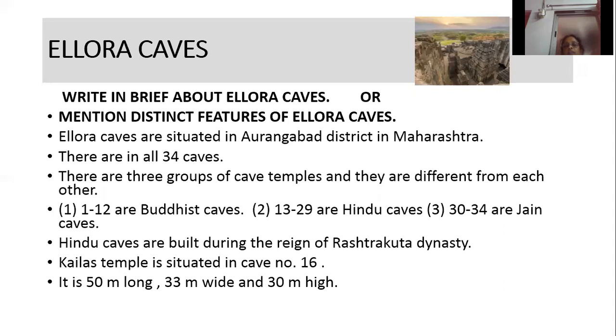There are three groups of cave temples, and they are different from each other. So they are also cave temples, and there are three groups of cave temples. They are different from each other. 1 to 12 are the Buddhist caves, 13 to 29 are the Hindu caves, 30 to 34 are the Jain caves. So, which caves are the Buddhist caves? 1 to 12 are the Buddhist caves. Which caves are the Hindu caves? 13 to 29 are the Hindu caves. And 30 to 34 are the Jain caves. Hindu caves were built during the rule of the Rashtrakuta dynasty.